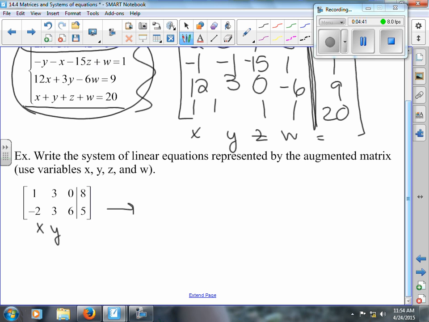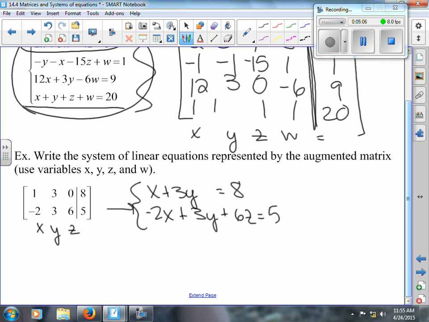I am guessing that we will not have any w's on this since we only have 3 columns. So the first equation will be x plus 3y, there's no z, equals 8. And then in the second row, I get negative 2x plus 3y plus 6z equals 5. And there you go. This is the system of equations that this matrix represents.